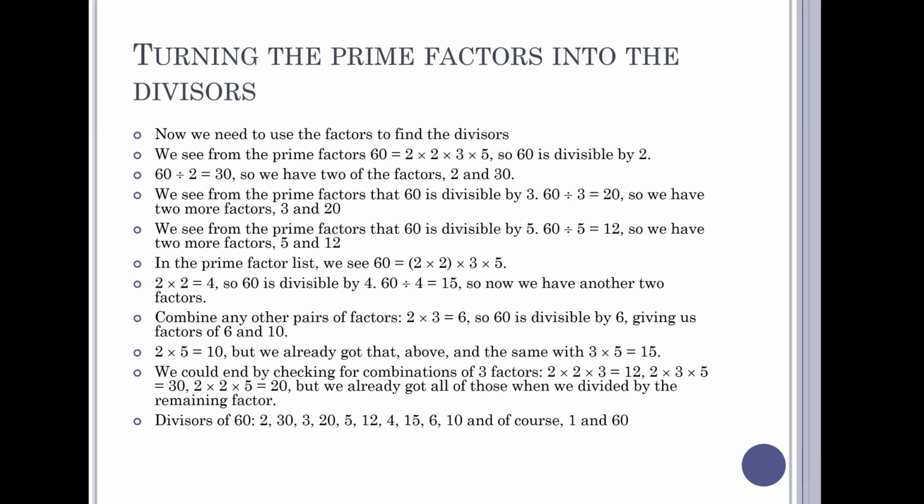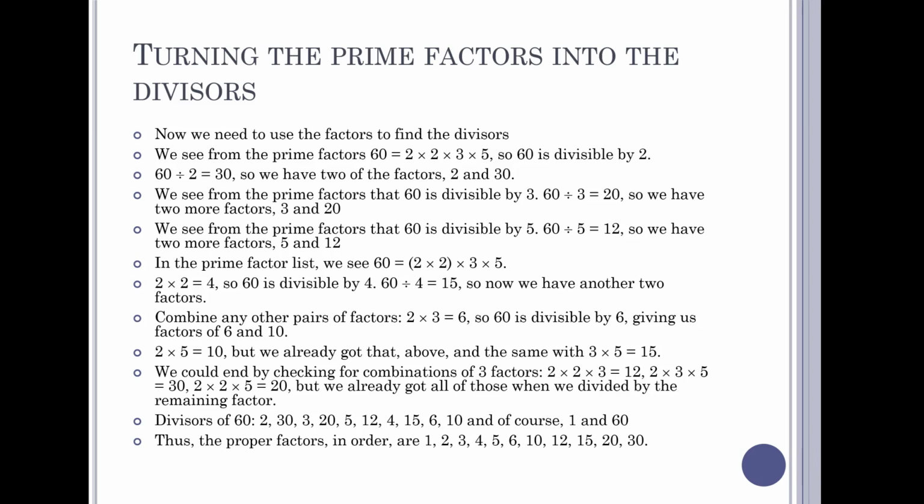So finally, here they are. Here are all the divisors of 60. The 2, the 30, the 3, the 20, the 5, the 12, the 4, 15, 6, 10, and of course 1 and 60. If we put the proper factors in order, you have your factors of 60 from 1 up to 30. You don't have to put them in order though.